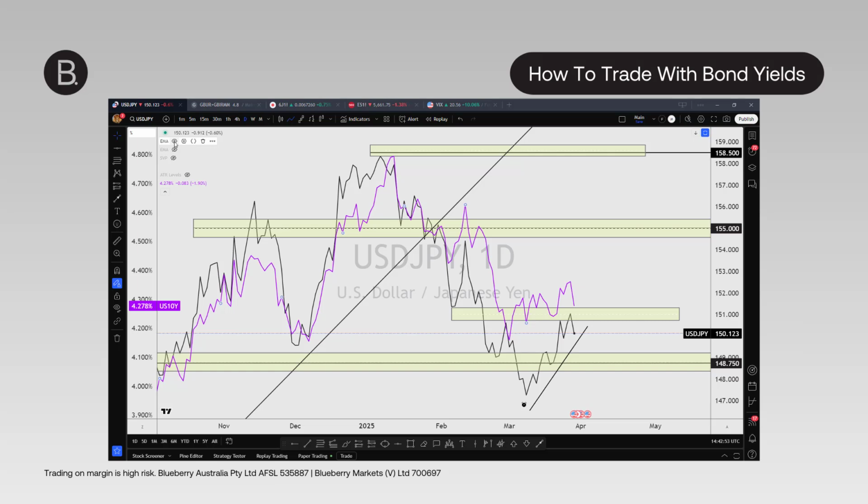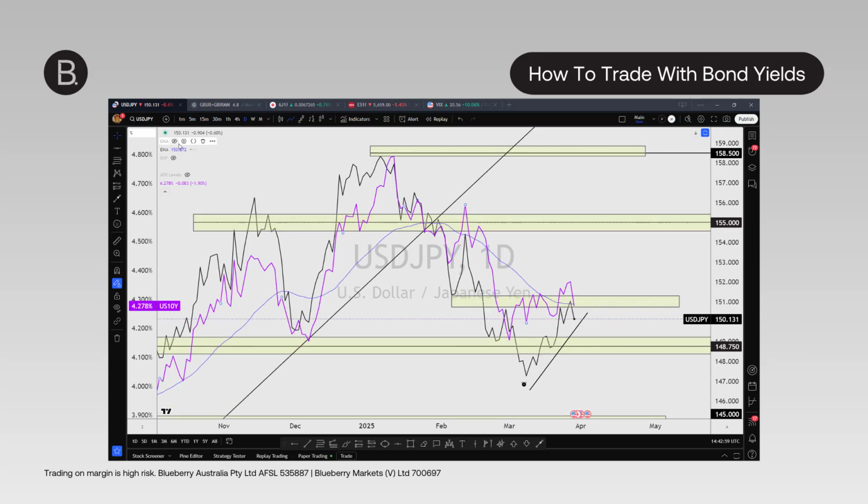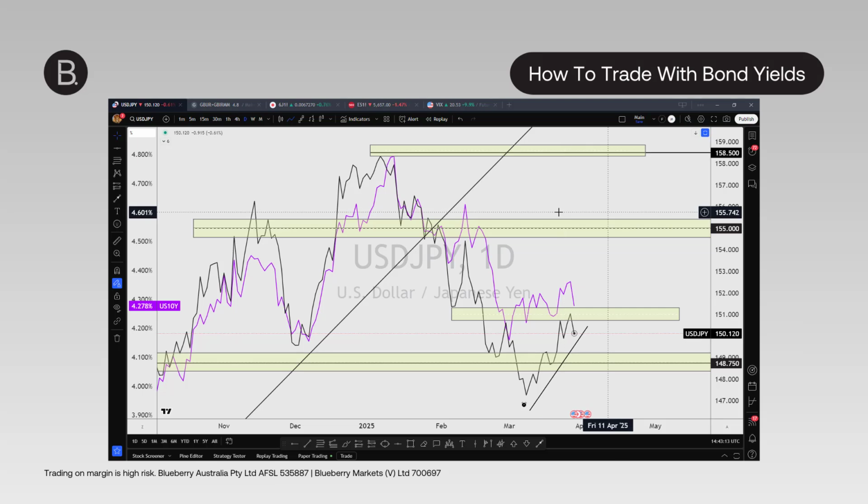One thing that I would say is I like to look at the relationship between the 50 moving average as well as the relationship between the bond yields. So if US 10-year bond yields are trading above the 50 moving average, then you like to buy the US dollar. If they're below, I like to sell the US dollar. That's just one tip that I would say have a little look at for yourselves.